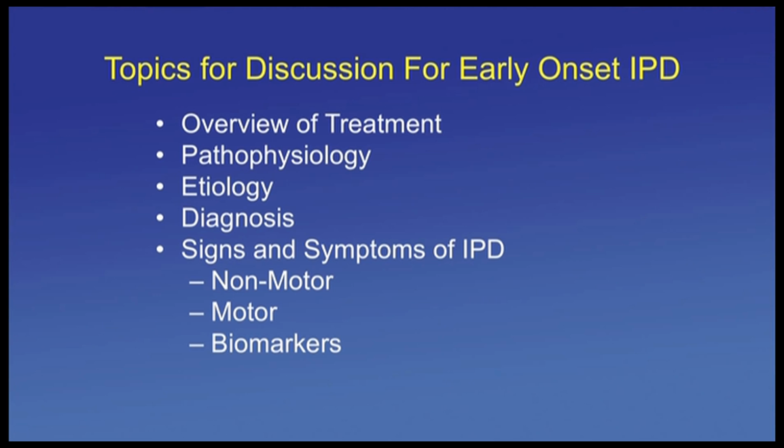Then we're going to talk about diagnosis, and then I'm going to go over the signs and symptoms of Parkinson's disease. And there are really two major areas, non-motor symptoms and motor symptoms. We're going to talk a little bit about biomarkers. Let's first talk about an algorithm for the treatment of early Parkinson's disease, how we treat it medically, because it'll give us an idea how to understand other parts of this discussion.